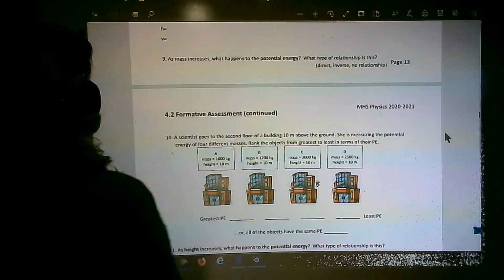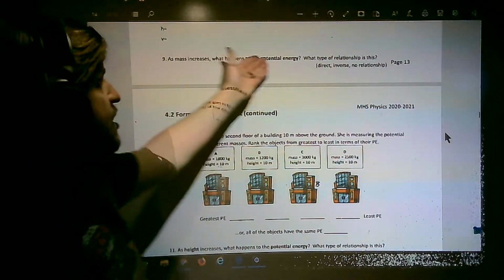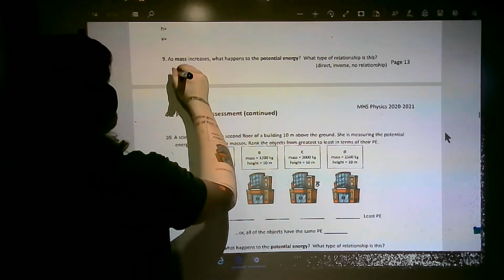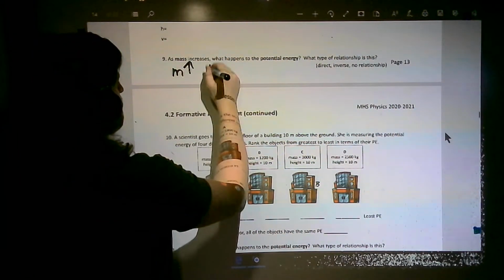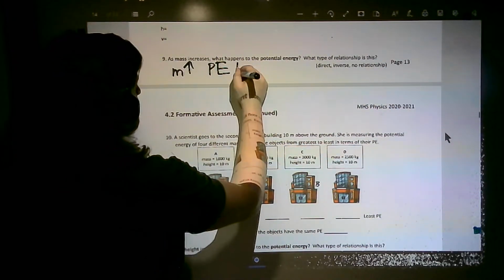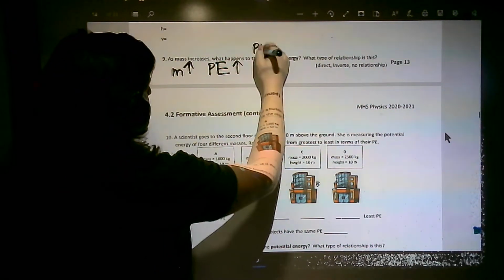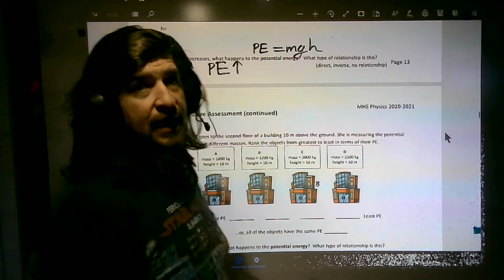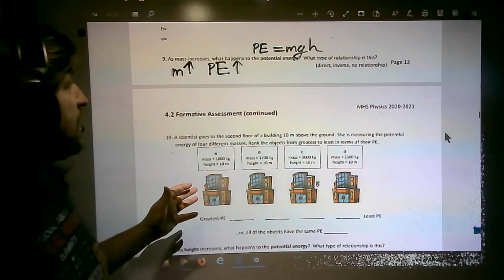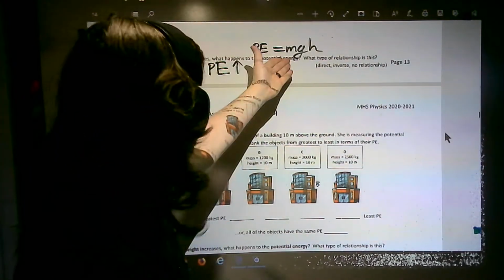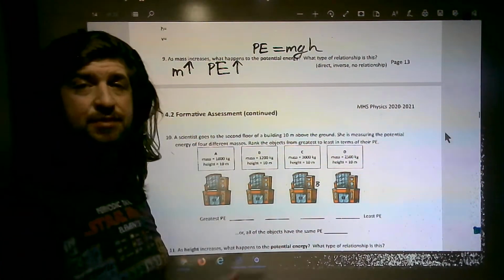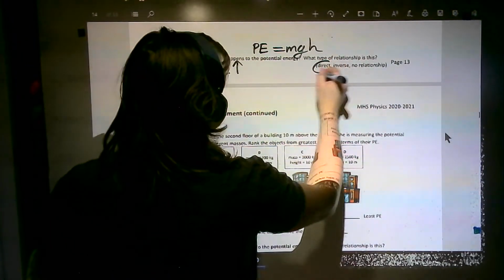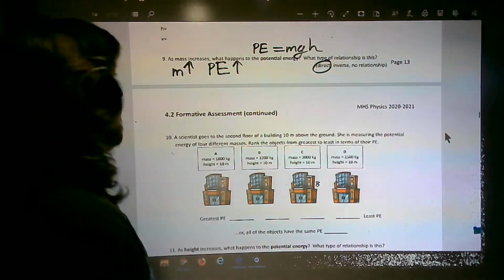All right, moving on. Number 9, as mass increases, what happens to potential energy? Well, as mass increases, so does our potential energy. Right, our equation's PE equals mgh. It's all multiplied together. So anything in there is multiplied together, so if I make one of them bigger, it all gets bigger because it's just straight multiplication. That's a direct relationship. More mass, more energy.